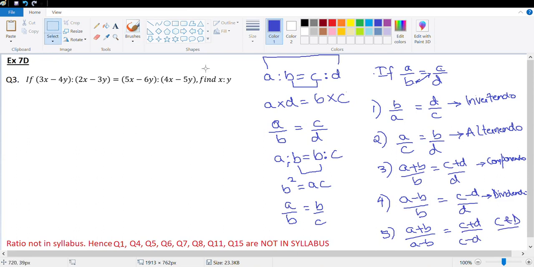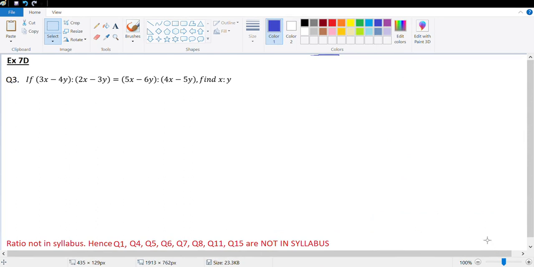From the exam perspective, you can be assured that you will get two questions from this chapter. One usually from componendo and dividendo, and the other one from using the K method. Okay, let's go ahead and look at the questions.